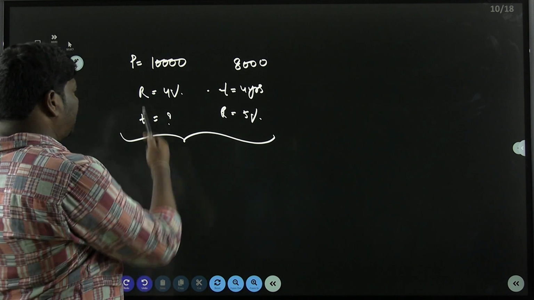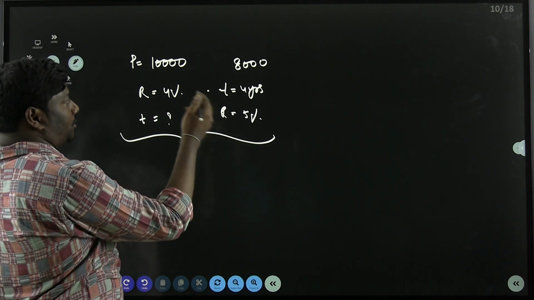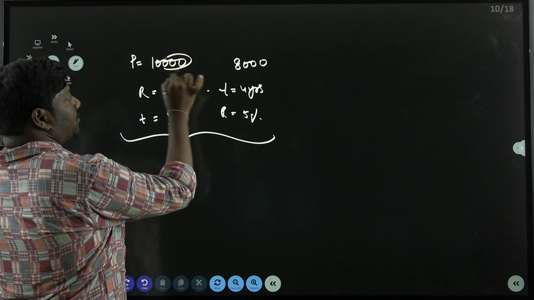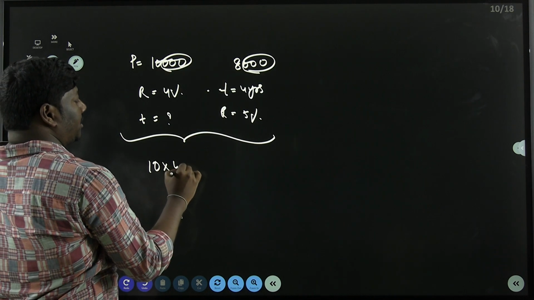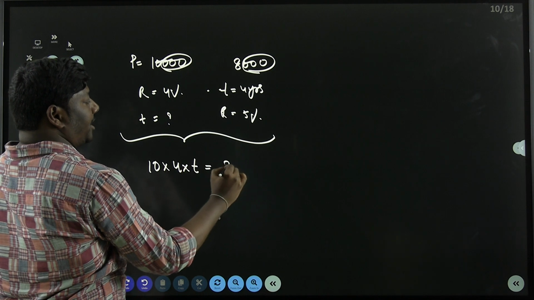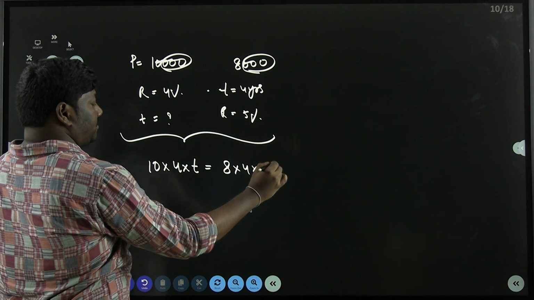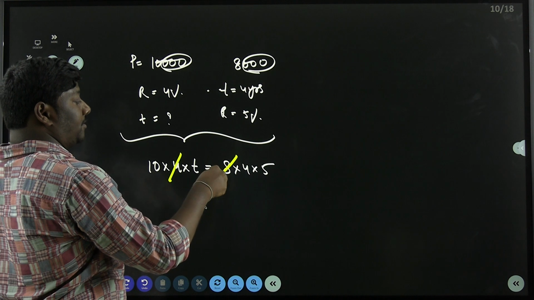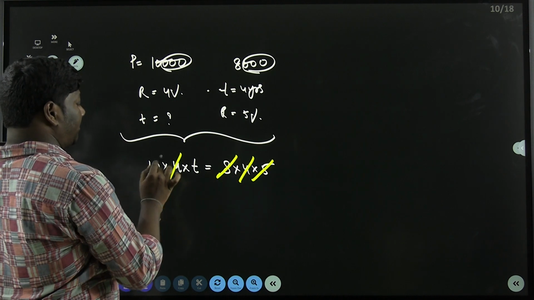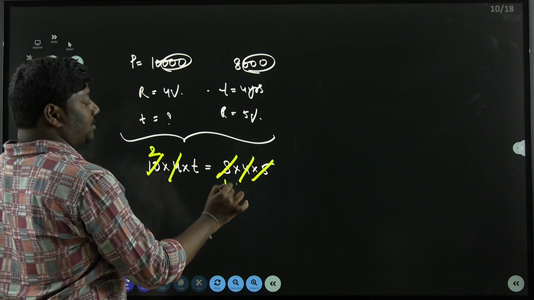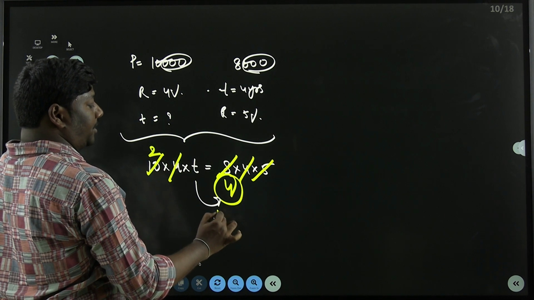So which is nothing but P1 T1 R1 equals P2 T2 R2. These 3 zeros you don't need to take. So all you need to take is 10 into 4 into time equals 8 into 4 into 5. So you can simply cancel 4 and 4. Then 5 ones are 5, twos are 2, ones are 2, fours are 4. So you can say time is equal to 4 years.